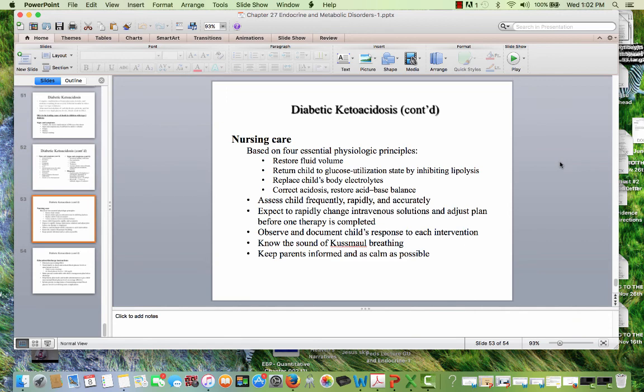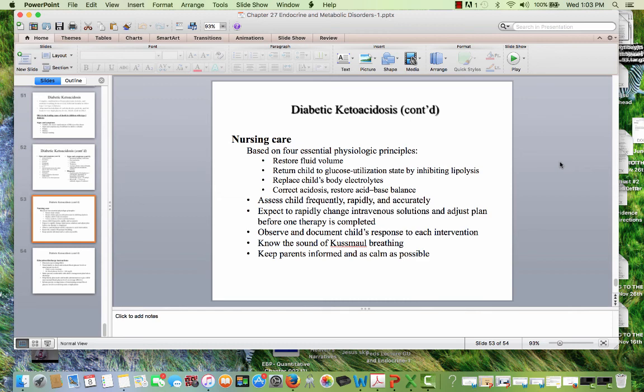So nursing care is based on 4 essential physiological principles. You want to restore the fluid volume, have the child return to the glucose utilization state by inhibiting the lipolysis, replace the child's body electrolytes that are missing as well. And you're going to do this on an ongoing, steady basis, correct acidosis and restore acid-base balance.